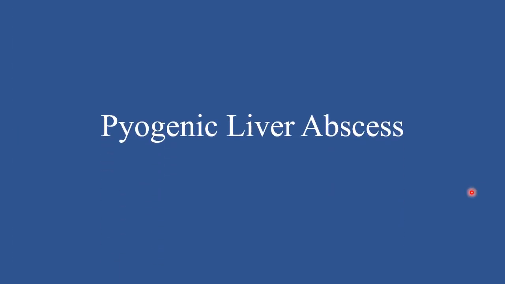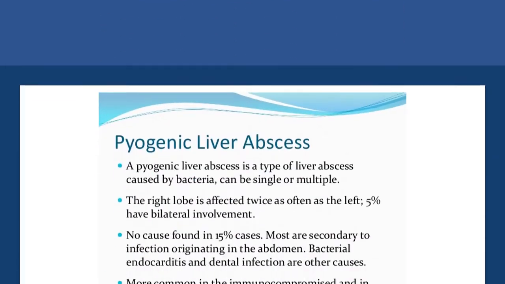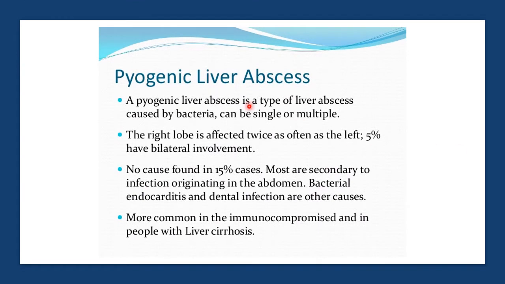We'll go through some facts about pyogenic liver abscess. Pyogenic liver abscess, or PLA, is a type of liver abscess caused by bacteria, which can be single or multiple. The right lobe is affected twice as often as the left, and 5% of the time there is bilateral involvement of both lobes of the liver.